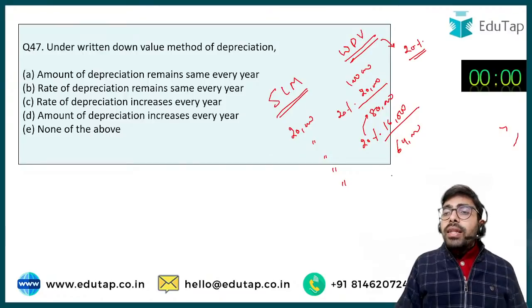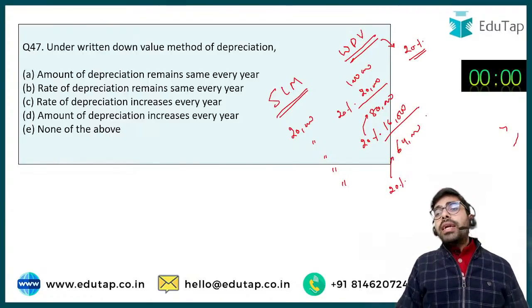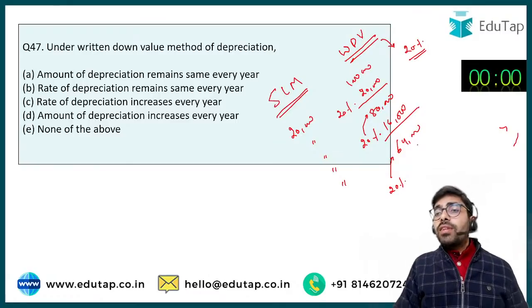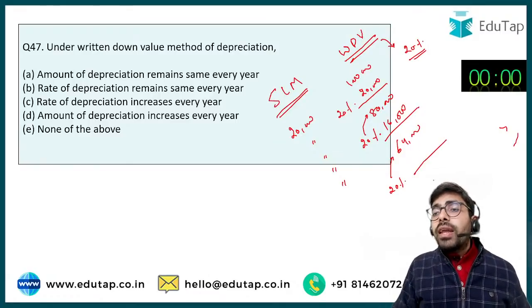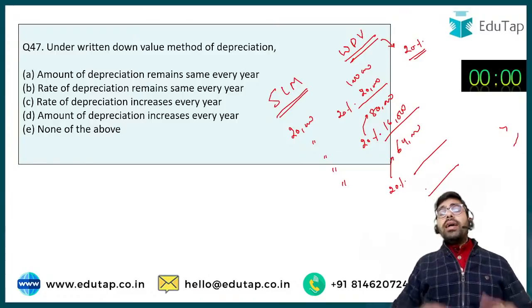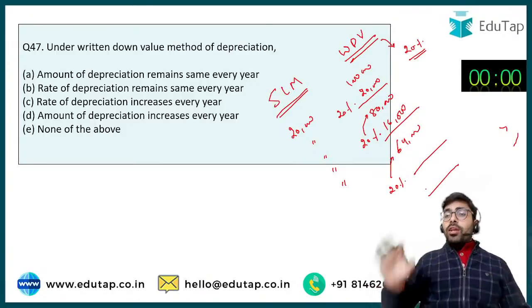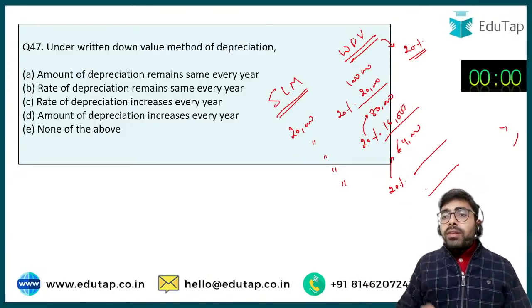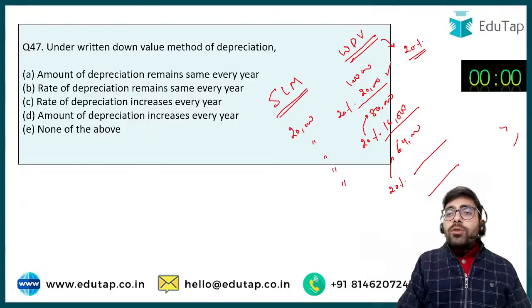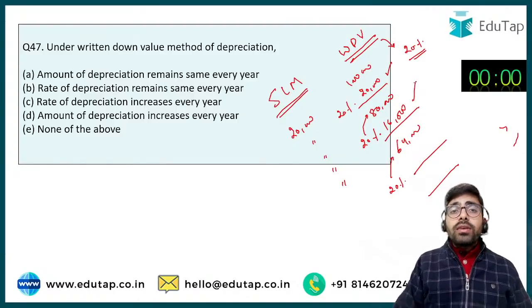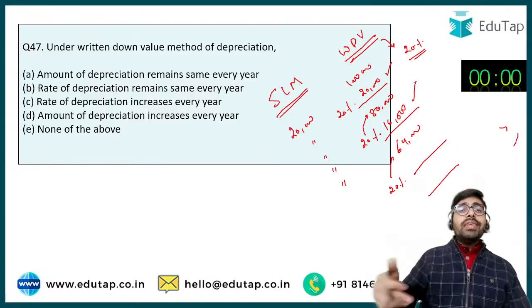Now again in the next year we are going to do 20% of the written down value of the carrying amount, that is 64,000. इसका 20% करेंगे और हमारे पास next written down value आएगा. And then again we are going to continue charging depreciation at the same rate. So if I talk about the amount of depreciation, in first year it was 20,000, in the next year it was 16,000. So amount of depreciation it has decreased.